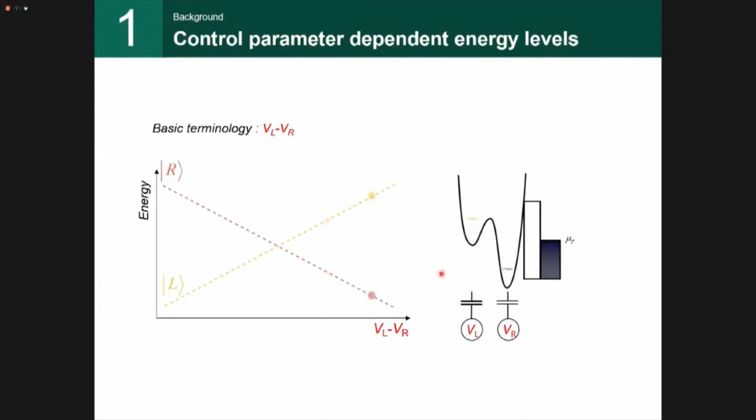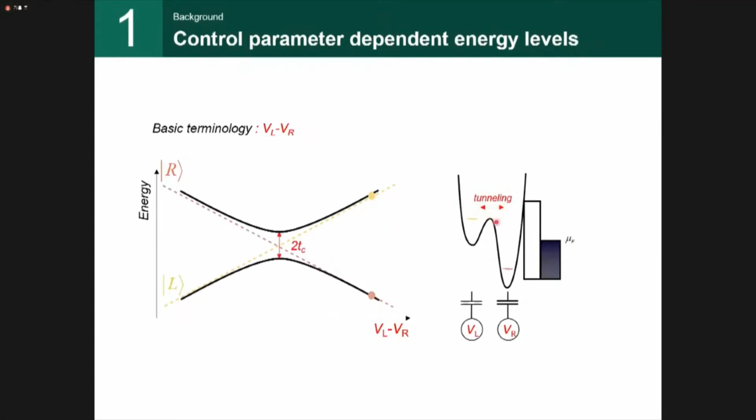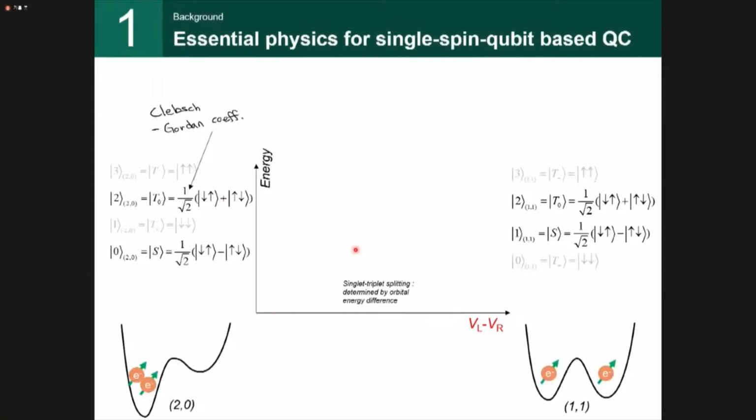And the point here is that there is always a crossing point when two or more energy states become degenerate, but almost always there is a tunneling, and this crossing actually becomes an anti-crossing and makes an energy gap here. So in terms of this control knob, VL minus VR, I will spend a few minutes to explain very briefly, very basic concepts about quantum dot-based quantum computing.